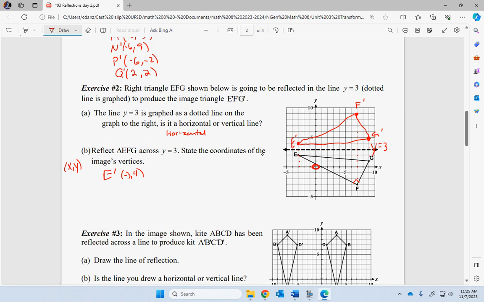I don't care about that dotted line. That was just a line of reflection. F prime, start from your origin, is at 1, 2, 3, 4, 5, 6, 7 to the right. So it's a positive 7. And 1, 2, 3, 4, 5, 6, 7, 8, 9 up. 7, 9. And then G prime.